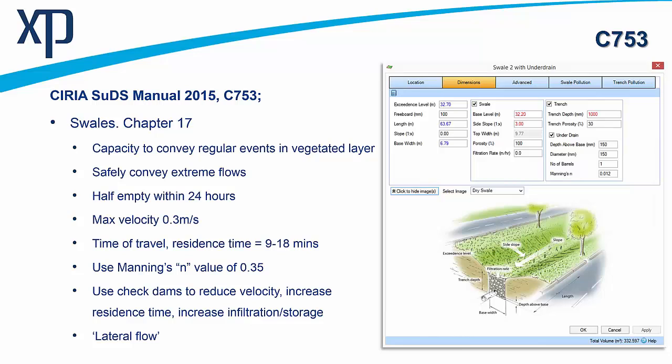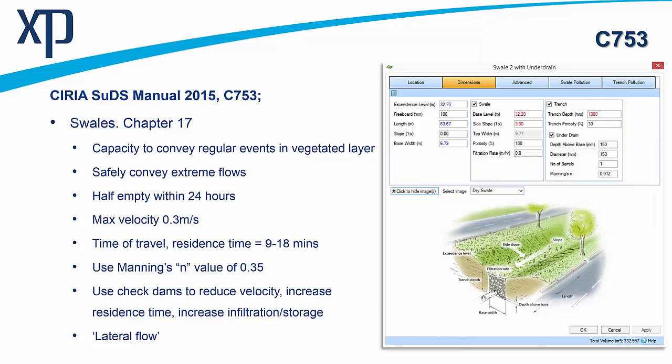The structure needs to half empty within 24 hours, such that if we have another rainfall event next day, that we've got sufficient capacity to handle that and for the no flood scenario to be carried on. The velocities, typically we'd like to keep them down to less than 0.3 meters per second to negate the risk of that scour. As I say, there are workarounds with putting in large stone, etc.